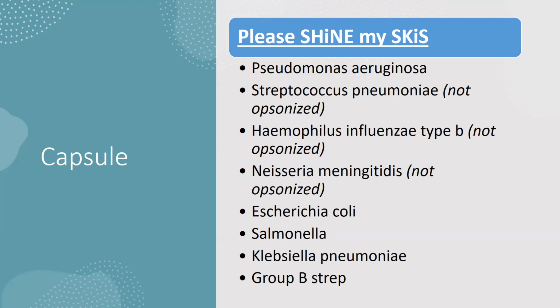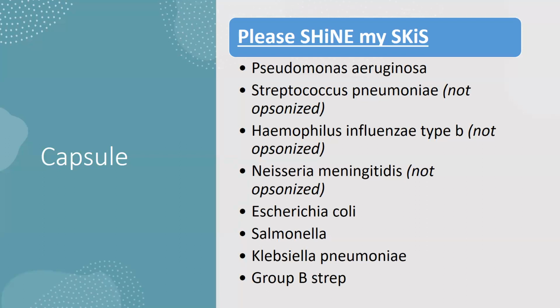3 of these bacteria, Strep pneumoniae, H. flu, and Neisseria meningitidis, are unable to even be opsonized. So these bacteria are ones that we've actually looked into and we've created vaccines for. And so there are vaccinations for all these 3 bacteria because they're exceptionally hard for the immune system to clear.